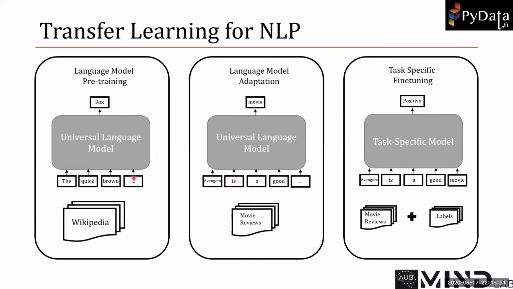So before, I had a sentence like "the quick brown" and I had to predict "fox" after it. In the second phase, the adaptation phase, I have a sentence like "Avengers is a good movie." I have to predict "movie," so I gain knowledge that Avengers is a movie, and maybe I'll get info about the DC universe, the Marvel universe, and this stuff. So it's stuff specific to our new data set.